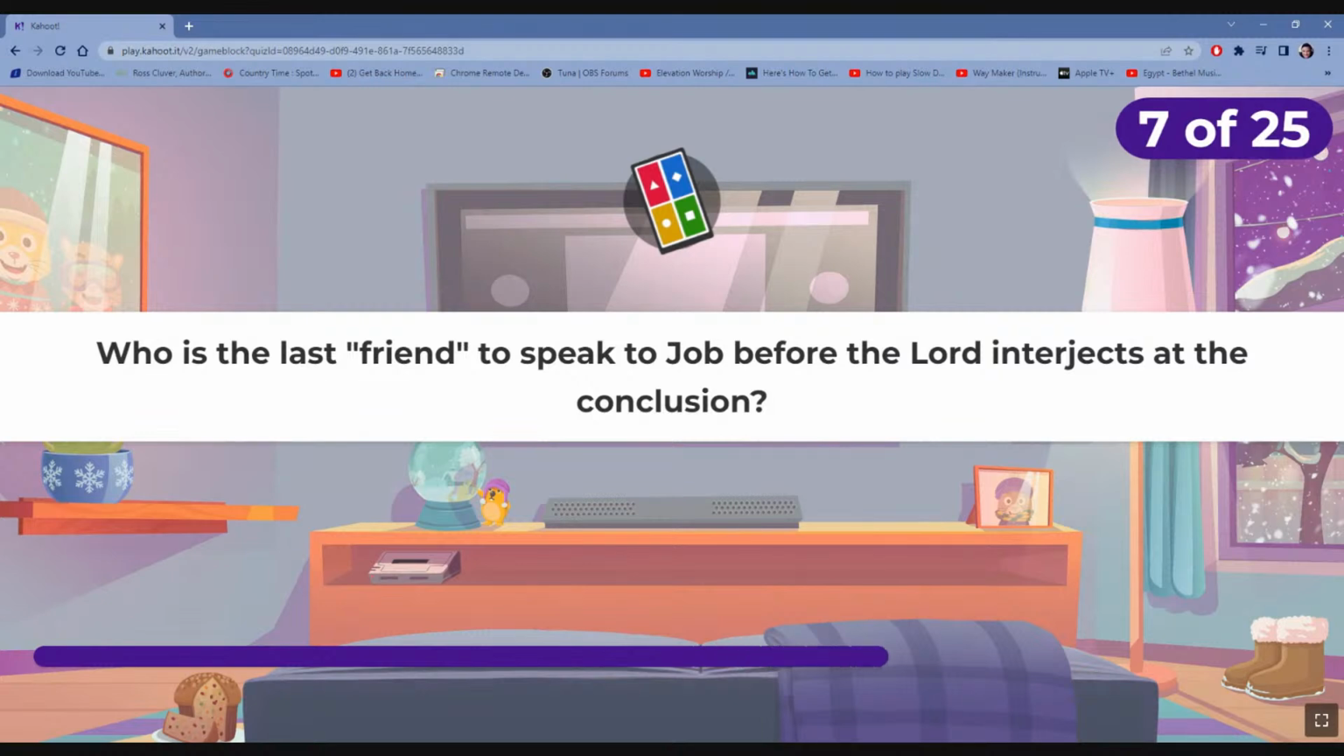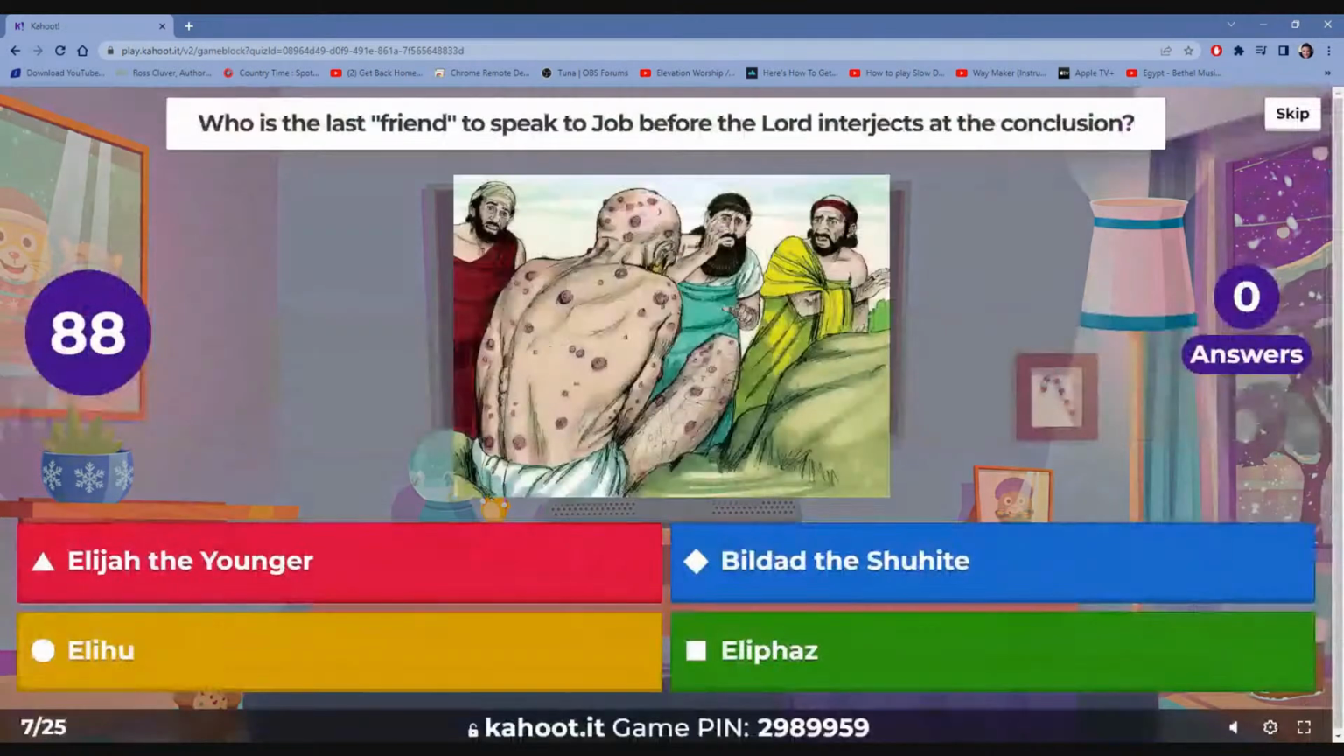Who was the last friend to speak to Job before the Lord interjects at the conclusion? Elijah the younger in red. Bildad the Shuhite in blue. Elihu in yellow. And Eliphaz in green. Who is the last friend, in quotes, to speak to Job before the Lord interjects at the conclusion of Job? Elijah the younger, Bildad the Shuhite, Elihu, Eliphaz. 7 answers in.